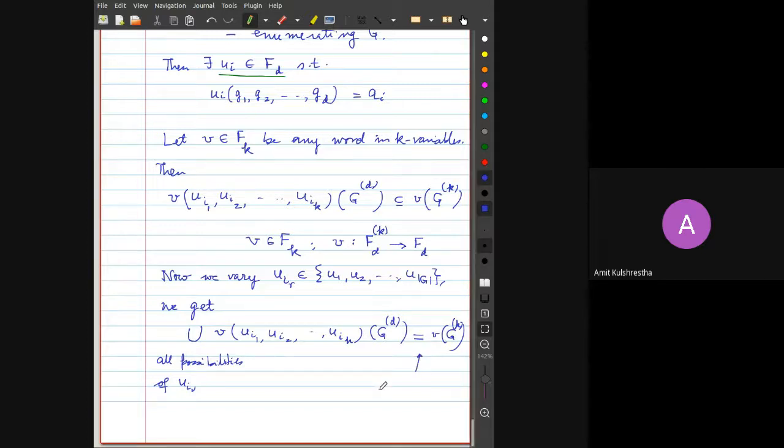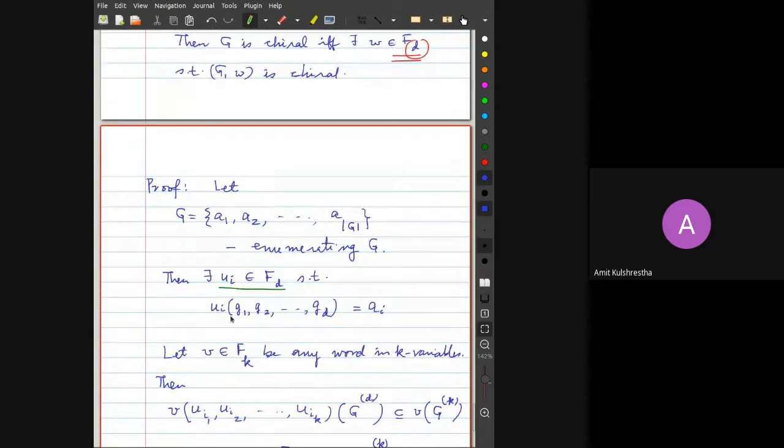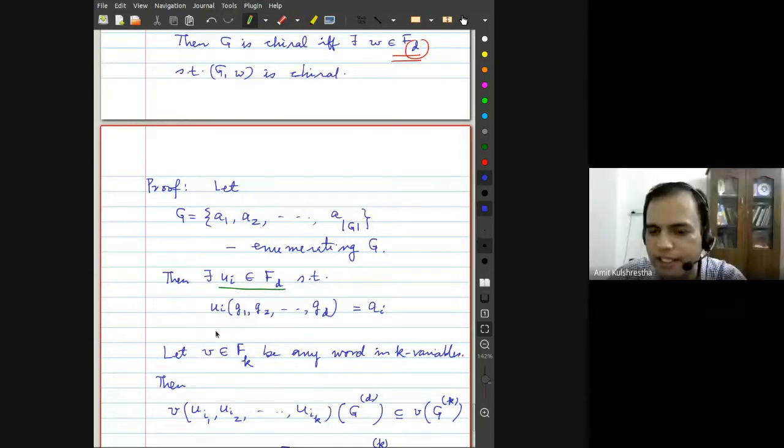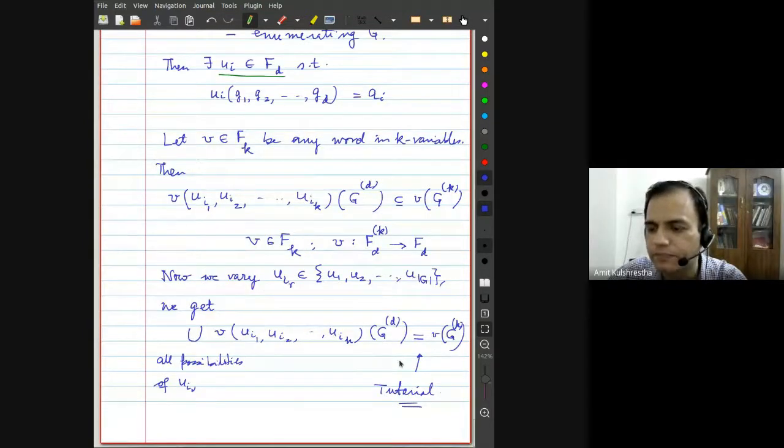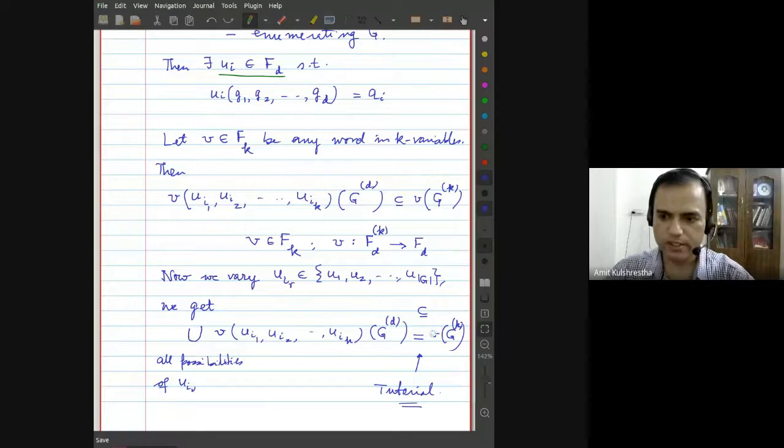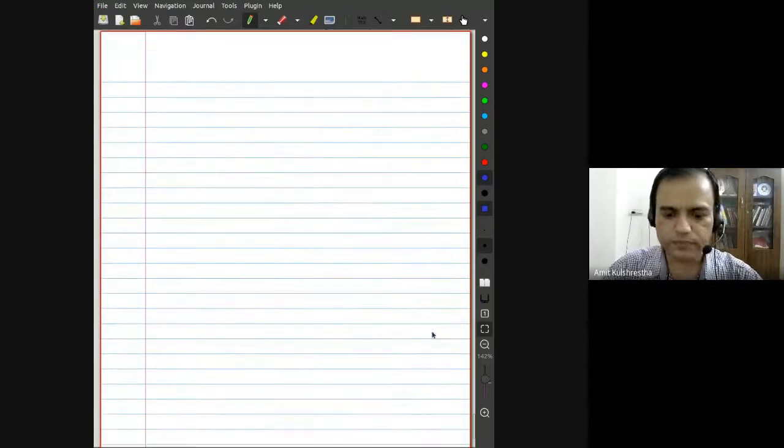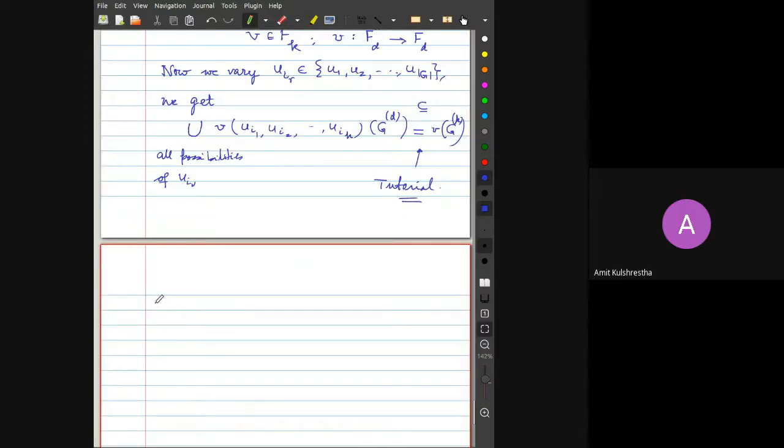So this is not difficult, you just have to convince yourself. Maybe in the tutorial we can take this equality. The point is that your choice of words UIs is like that it enumerates everything. So anything on RHS will also belong to LHS, although this containment is easy, but the equality also holds. Yeah. So now I can immediately pick the, suppose chirality is not there, right? So if V is not chiral, V was arbitrary word of K length, K generator.